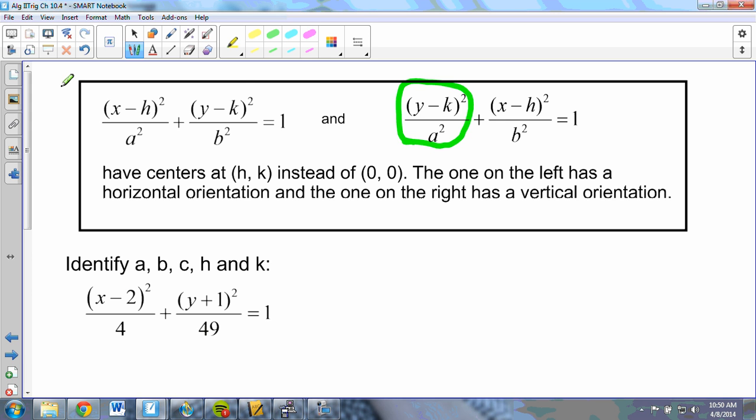So if a squared is 49, what's a? Yeah. a squared is 49, and a is 7. What's b squared? b squared is 4, so b is 2. h is 2, k is -1.